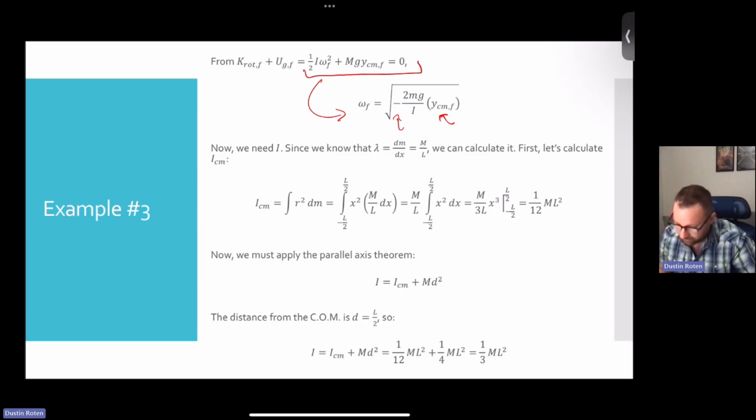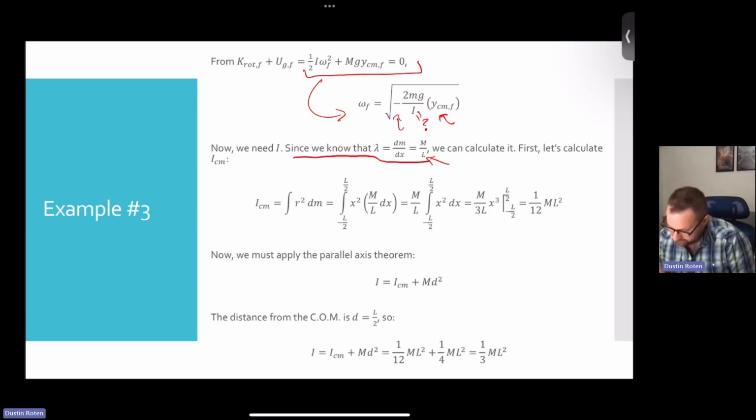All right, so now we have solved for omega, but we still don't know what I is. We have the answer to what we want to know, omega f, we just have it symbolically, so we need to plug in some things. Well, we know that the linear mass density is uniform. So dm/dx really is just the total mass divided by the total length. We don't have any weird changes, so we can just do the whole mass divided by the whole length, done. That's our linear mass density.